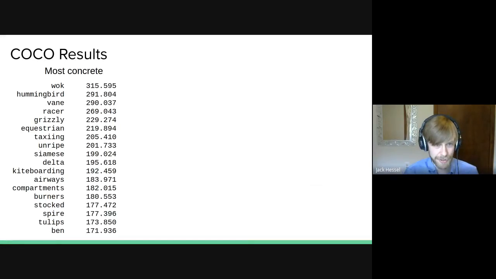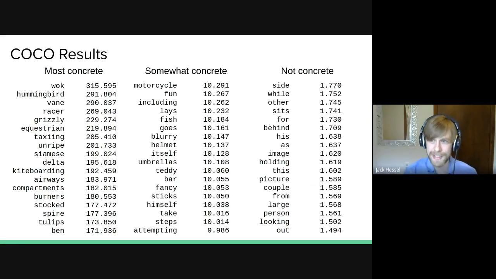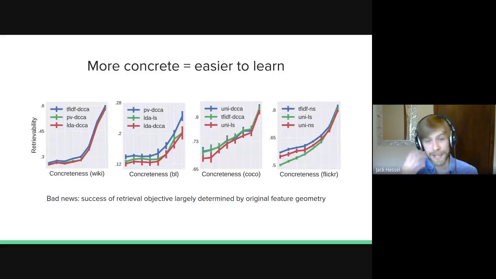To give you a fuller picture of our results, here are some somewhat concrete and some not concrete words. The paper has human judgment correlations, so human judgments of concreteness correlate with these scores. Also, we made sure that we were not simply reconstructing word frequency, so our metric gets at something that isn't just frequency. What are the implications of these concreteness scores? Well, it turns out that the more concrete something is, according to our scoring method, the easier it is for algorithms to learn visual-textual correlations between.